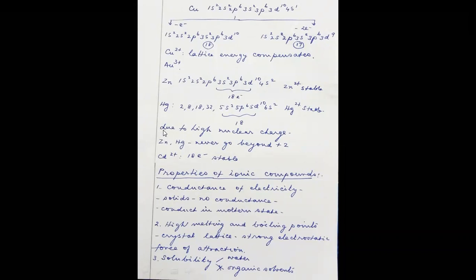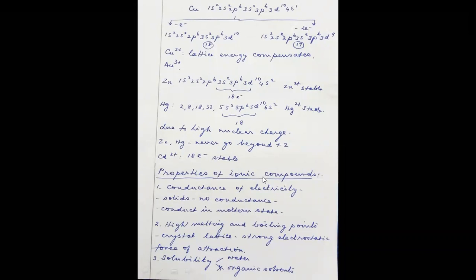And also it is stable due to high nuclear charge. So as they get 18 electrons in the outermost shell, they will never go beyond the +2 oxidation state. Similarly, cadmium 2+. Cadmium 2+ also gets 18 electrons in the outermost shell. It is also stable.